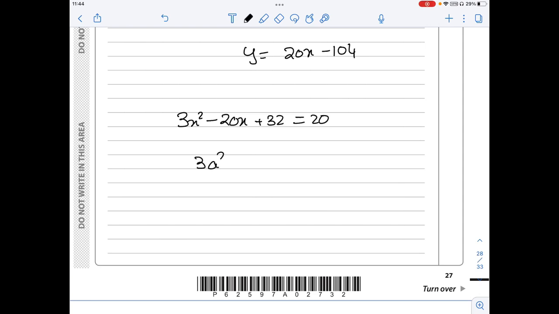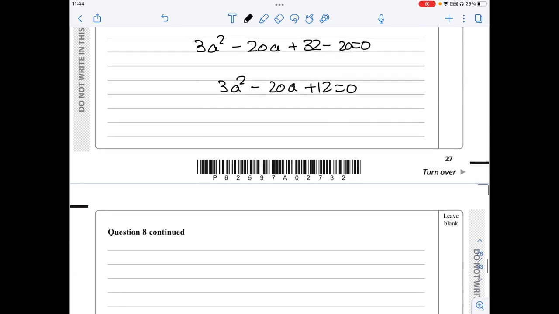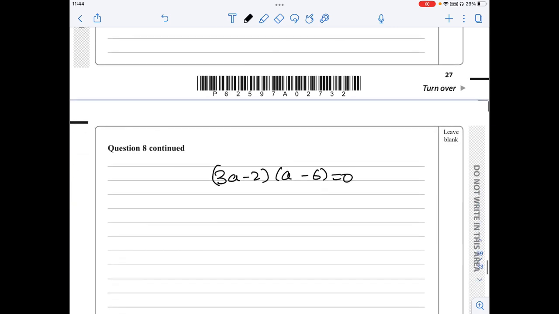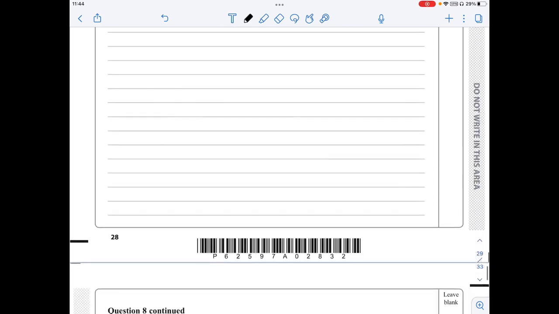So 3a square minus 20a plus 32 minus 20 equals to 0. So 3a square minus 20a plus 12 equals to 0. So I factorize this one. So what do I get? (3a minus 2) times (a minus 6) equals to 0. So either a equals to 2 upon 3 or a equals to 6. a equal to 6, x equals to 6 was already considered. So the only answer is a equals to 2 upon 3. That's going to be the answer.